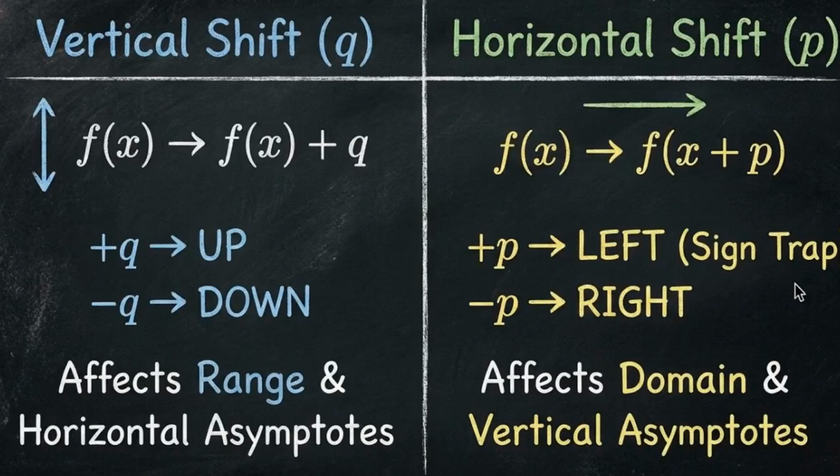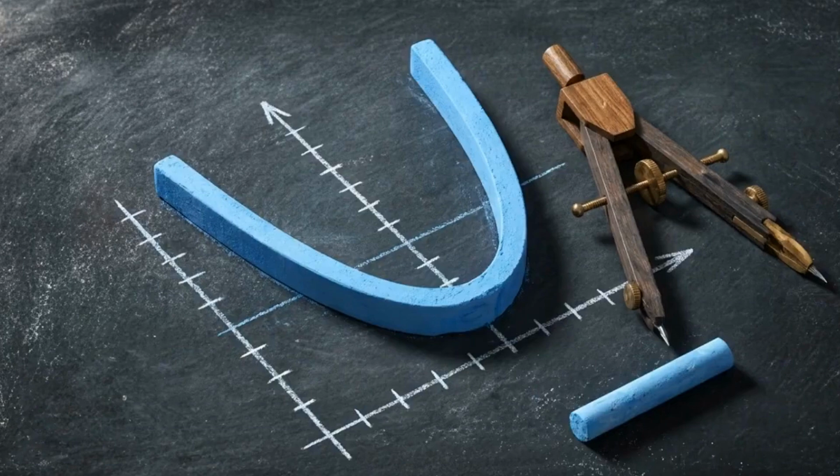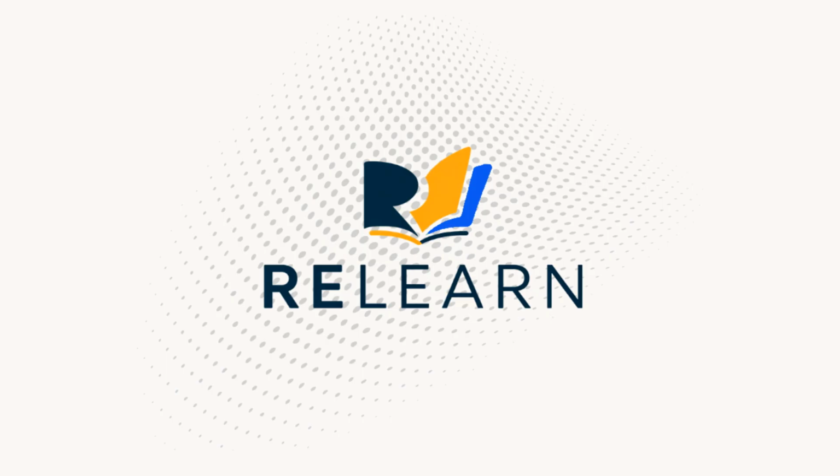This chart summarizes the mechanics. Vertical shifts use the q parameter and move the graph up and down. Horizontal shifts use p, moving left on a plus and right on a minus. Mastering these p and q sliders allows you to predict the movement of any function family, moving between the equation and the Cartesian plane with precision.